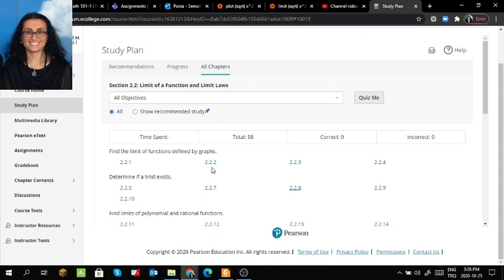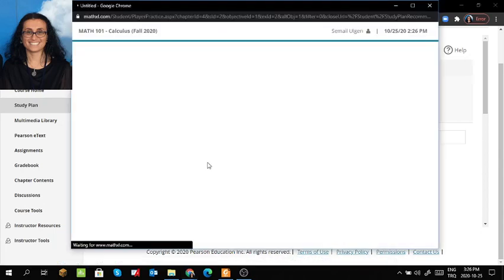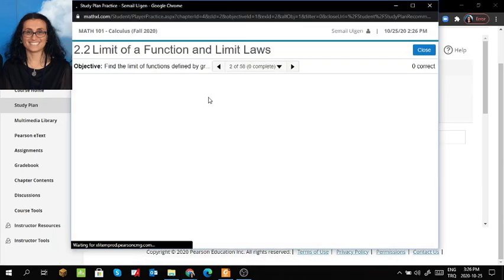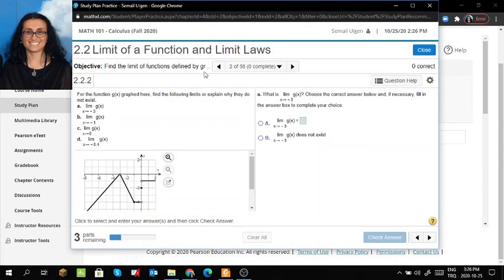Okay, so I'm going to solve some problems here. This is section 2.2 on MyLab. We have one question here. Find the limit of functions defined by the graphs. For the function g graph here, find the following limits and explain why they do not exist. Limit as x approaches -3.